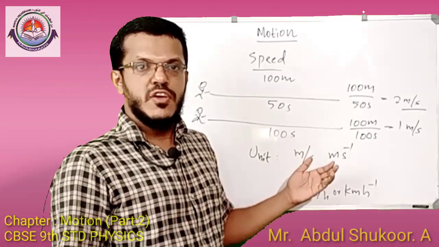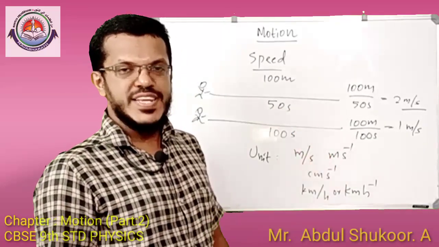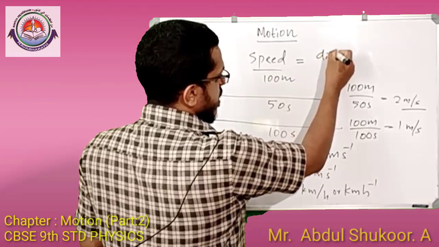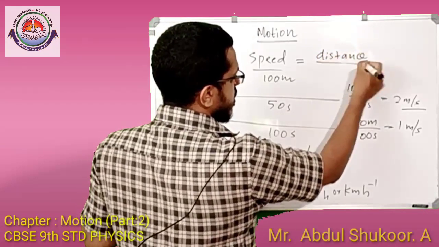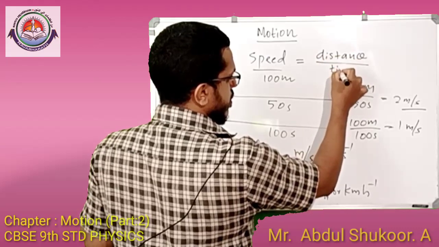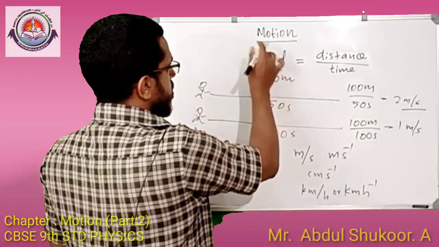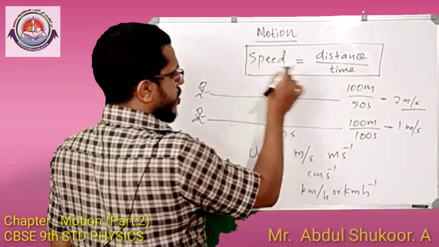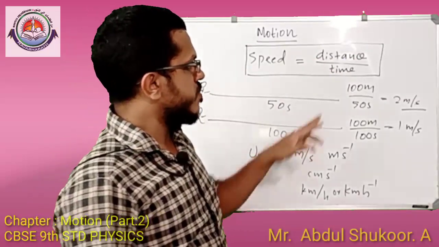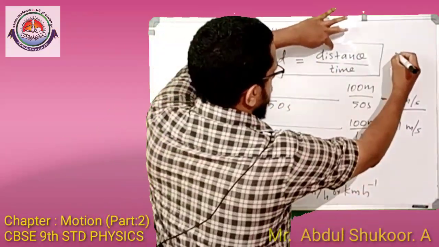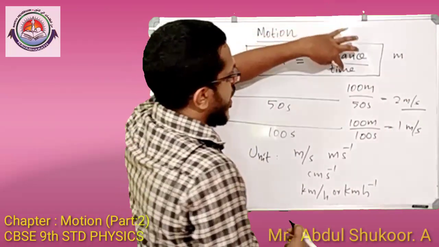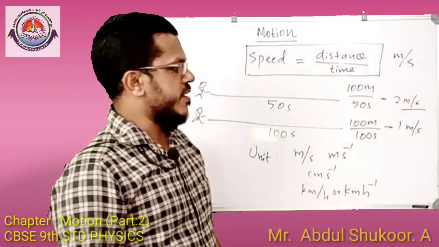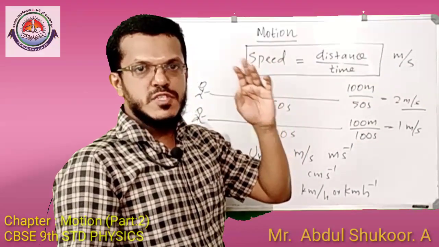To calculate speed, we can use an equation. What is the equation we want to use to calculate speed? Speed is equal to distance covered by an object in unit time, means distance by time. Speed is equal to distance by time. The unit of distance is meter and the unit of time is second, so meter per second is the SI unit of speed.